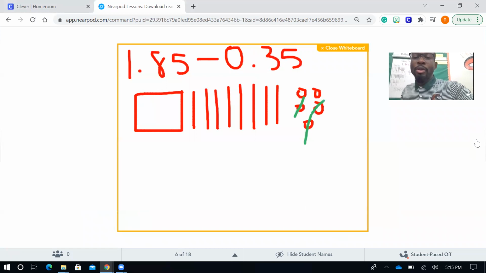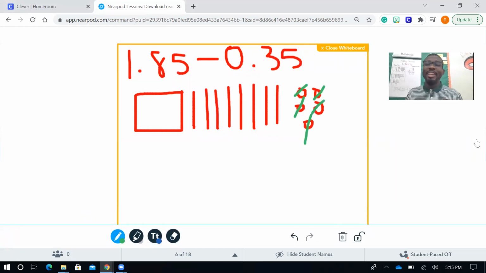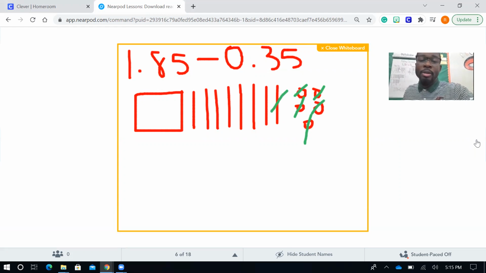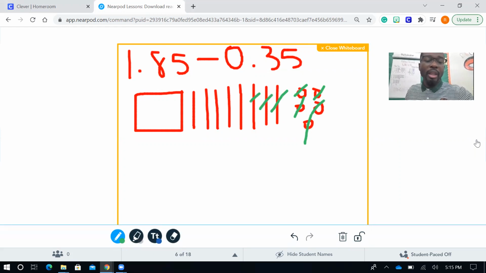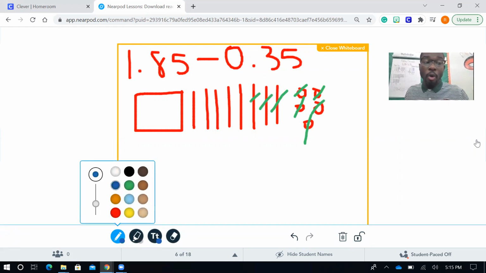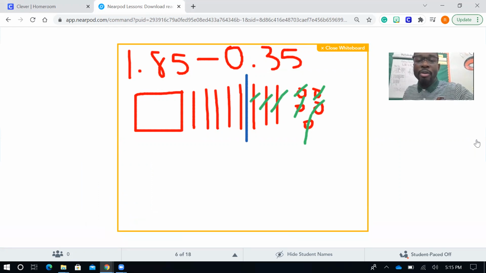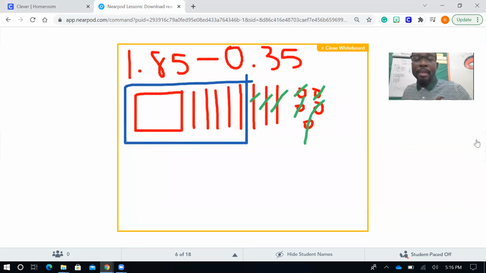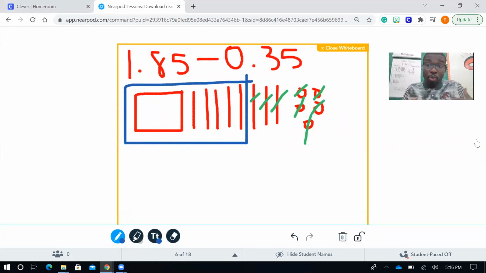1, 2, 3, 4, 5. Now that we've taken that away, we're left with the 3 tenths. Do the same thing. Take away the 3 tenths. 1, 2, 3. Leaving us with what was left over. And what we have left over is right here. So now all we're doing is rewriting what we have left over on the screen.